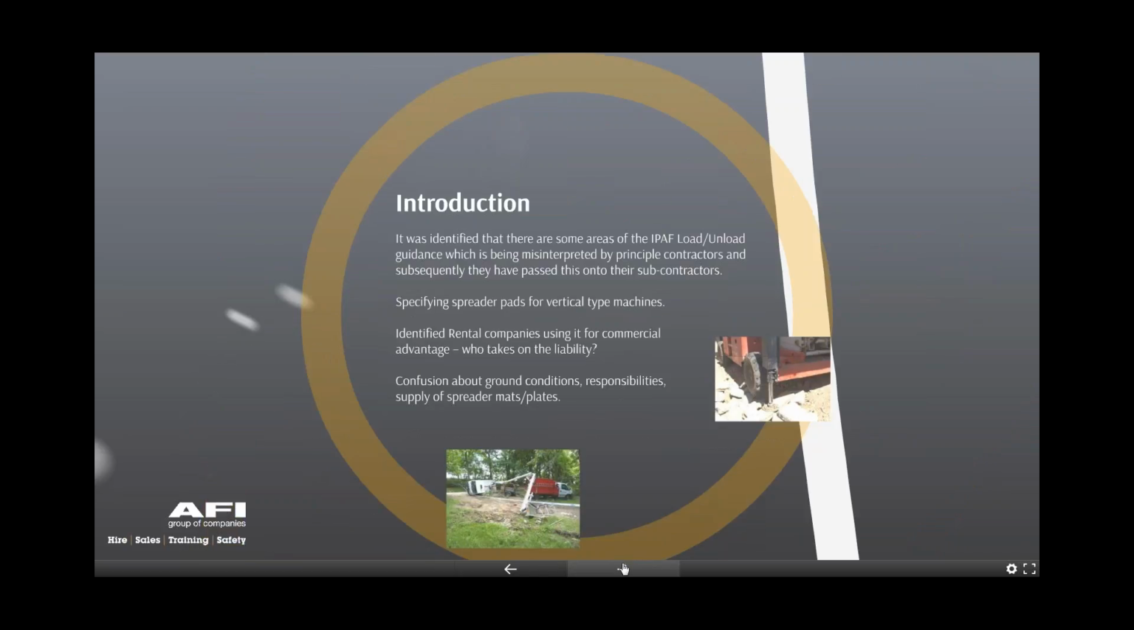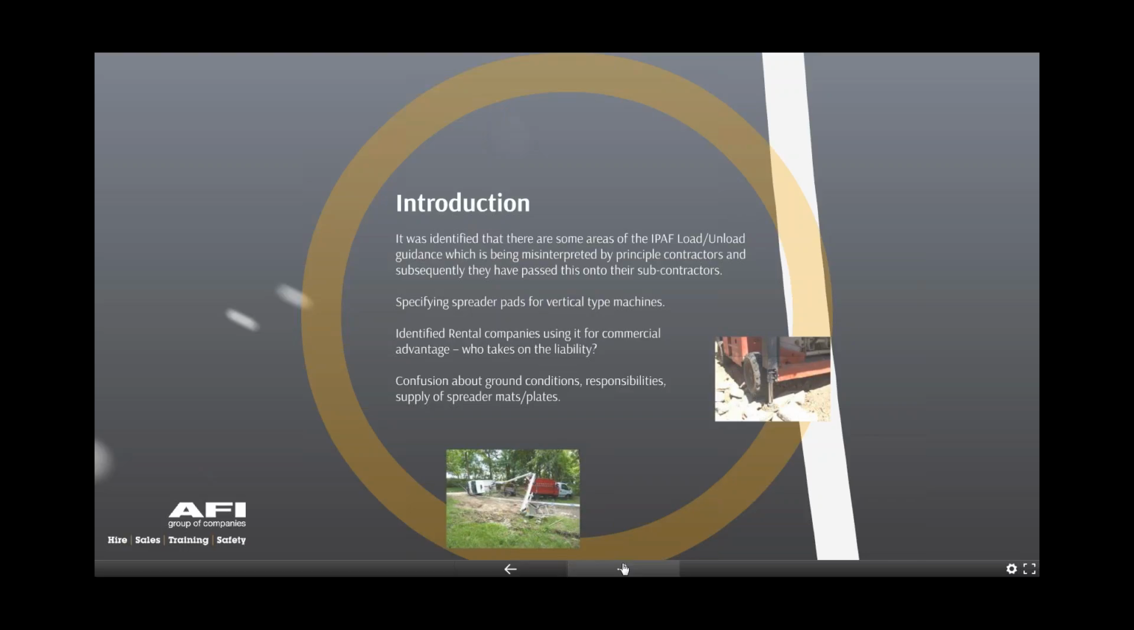So, a bit of a historical tour of why we got here. Obviously, we've seen the fatal data, not good news. But AFI at the time were in discussions to become a supplier of powered access machines to a principal contractor, who I won't name. During these discussions, we were asked if we would supply spreader pads for MEWPs.